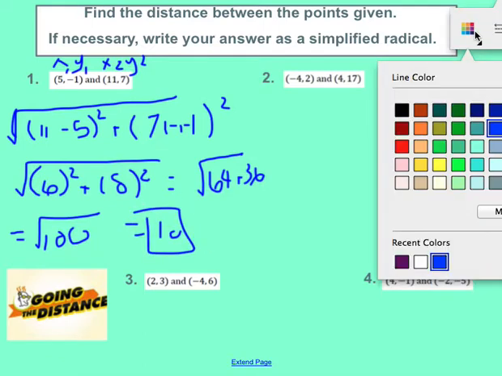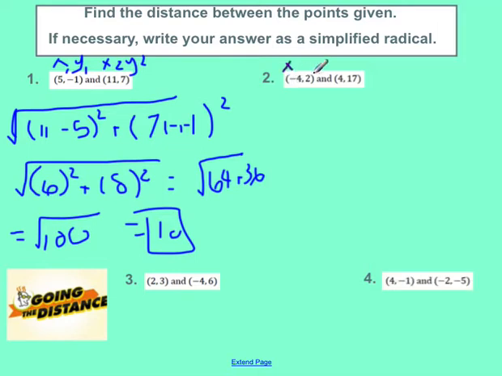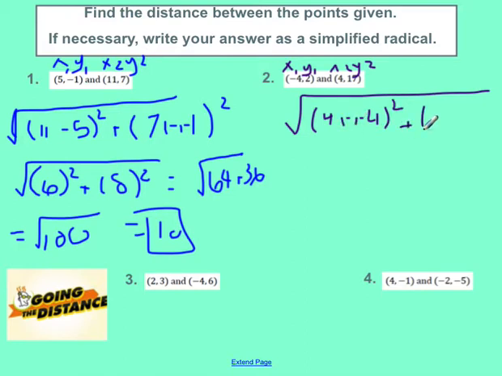So let's take a look at number 2. Again, we're going to label our points x1, y1, x2, y2. And then we're going to take our square root. So we're going to do the square root of x2 minus x1. That becomes plus a positive when you subtract a negative, plus 17 minus 2, because that's y2 minus y1.